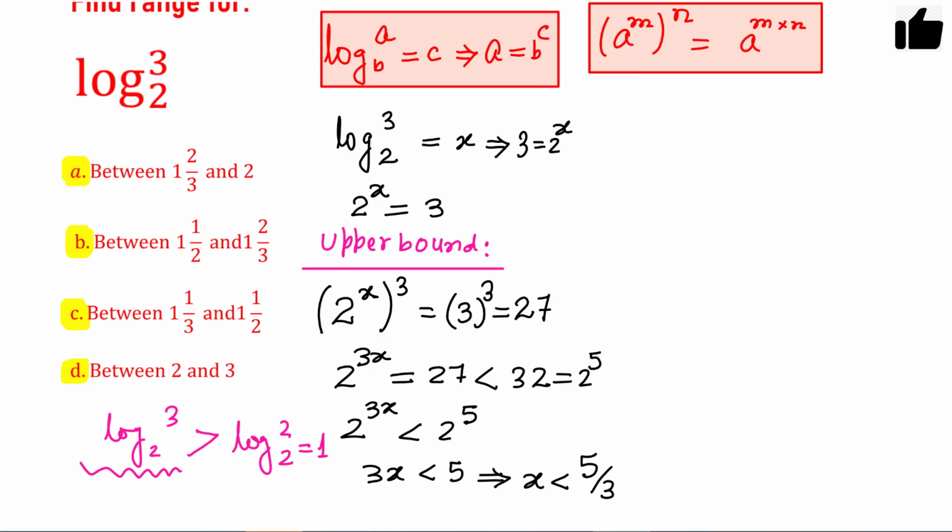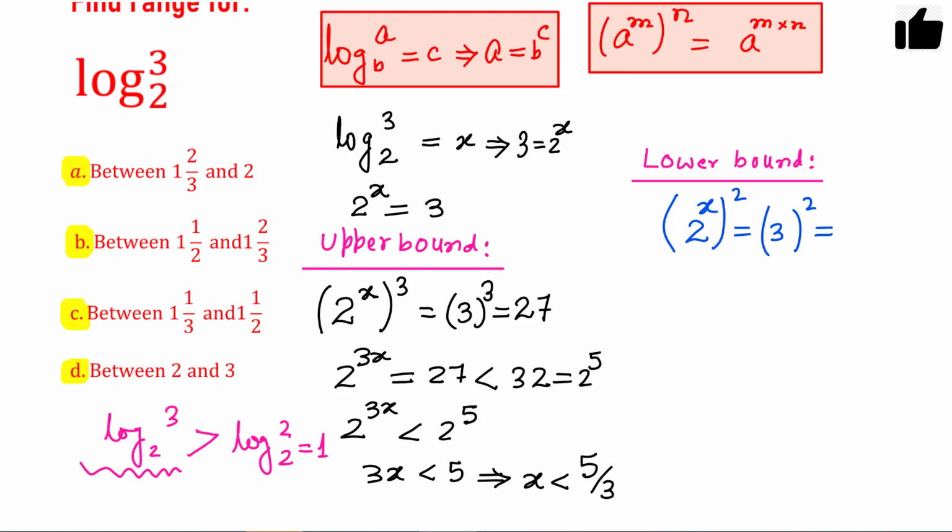Similarly, we can find the lower bound. So let us find the lower bound of this number. We have the same thing, that is 2 raised to the power x equals 3. Now this time I square both sides. If you square both sides, this will be 3 into 3, that is 9.